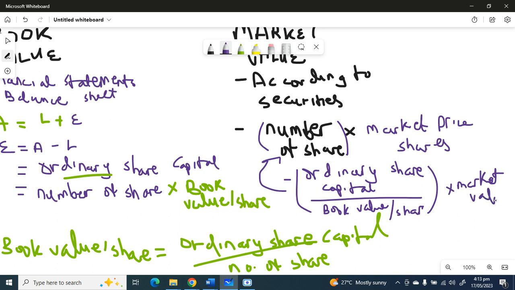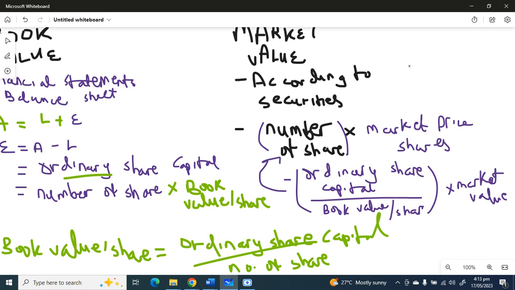So the market value is current, the book value is more historical. That's why we use market values instead of book values, because book value is based on historical information, but the market value is based on current information.